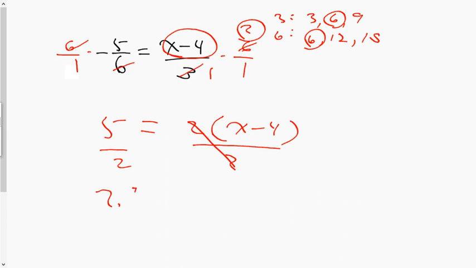2.5 is equal to x minus 4. Actually, I should have it as a fraction, but that's okay. Add 4 to both sides. 6.5. 6.5 is equal to x. And that's your final answer.